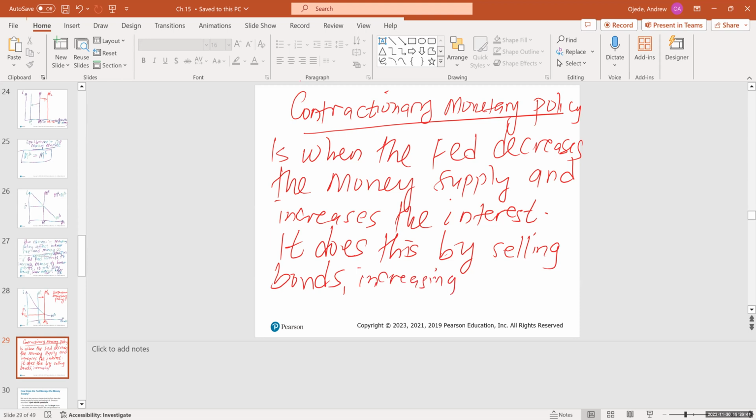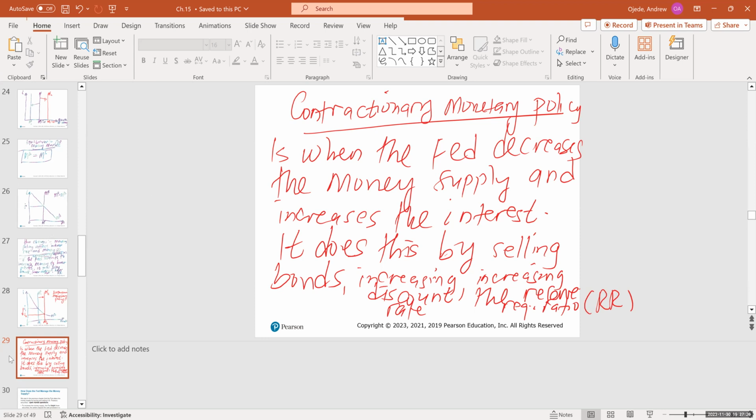The discount rate, which is the interest rate that the Fed charges banks for overnight lending to banks. Or they could do this by increasing the reserve requirement ratio, which is this RR. Remember, that's the reserve requirement ratio. But the other policy is paying interest on bank reserves. If the Fed increases the interest rate on bank reserves, then banks would choose to keep their money with the Fed. They will not lend out. That would also decrease the money supply.